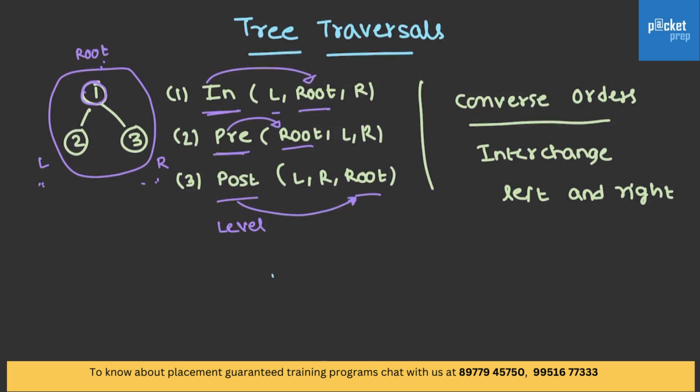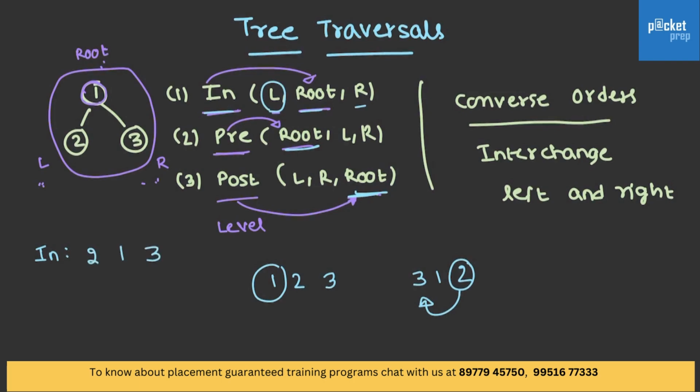So, if you have a pre-order traversal of 1, 2, 3, as it starts with root, 1 is the root of this entire tree. If you have the post-order traversal of 3, 1, 2, as it ends with the root, 2 is the root of this entire tree. If you want to write the in-order traversal for this tree, it starts with left, root and right: 2, 1, 3. Similarly, pre-order traversal is 1, 2, 3. Let's also write post-order traversal: left, right and root, so 2, 3, 1 respectively.